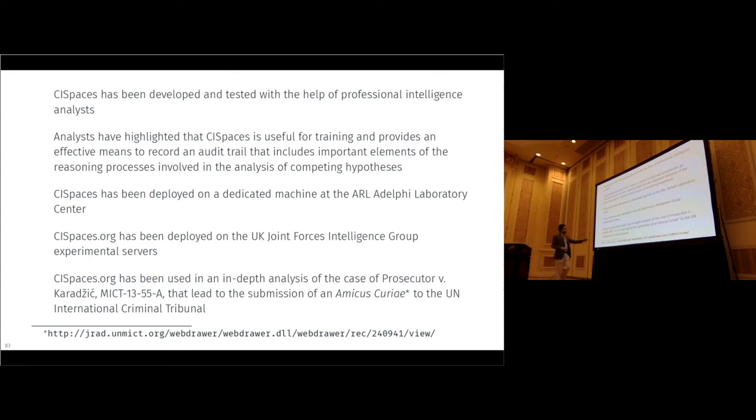And this version has actually been used for an in-depth analysis of the case of Prosecutor versus Karadzic that was in front of the International Criminal Court of Justice, and for which myself and a colleague from the law department at Swansea University wrote an amicus curiae. So we submitted our opinion to the International Criminal Court of Justice. And funny enough, after the appeal procedure, most of the things that we wrote in our conclusions actually echoed in the judgment of the appeal as well.